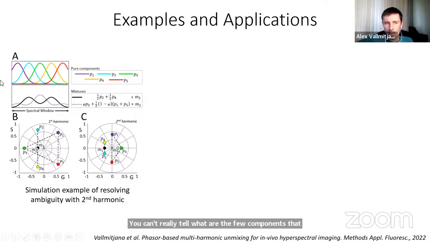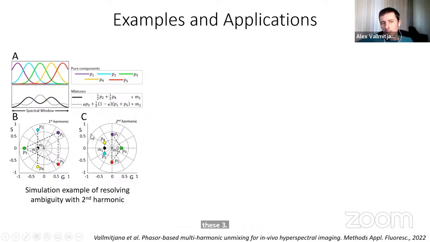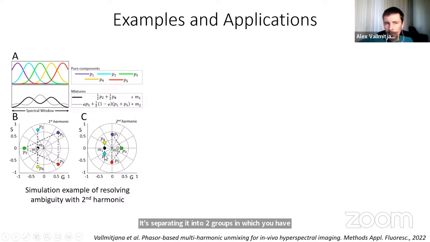So the same that I was describing as sum of distributions, you could say, okay, mixture 1 is the linear combination of point P2 and P4. And again, mixture 2 is the linear combination of these 3 here. You map all these points on the second harmonic, and it immediately resolves the data. It's separating it into 2 groups, in which you have clearly mixture 1 corresponds to the linear combination of P2 and P4, and mixture 2 corresponds to the linear combination of the other 3.